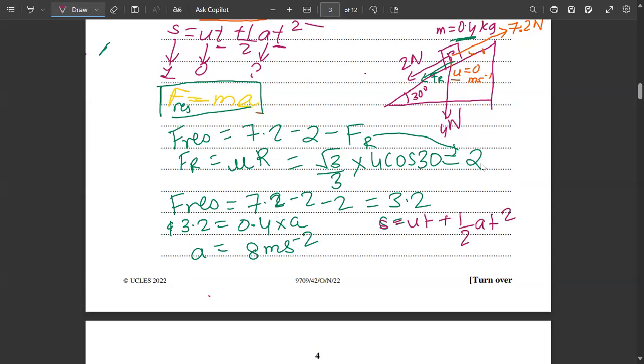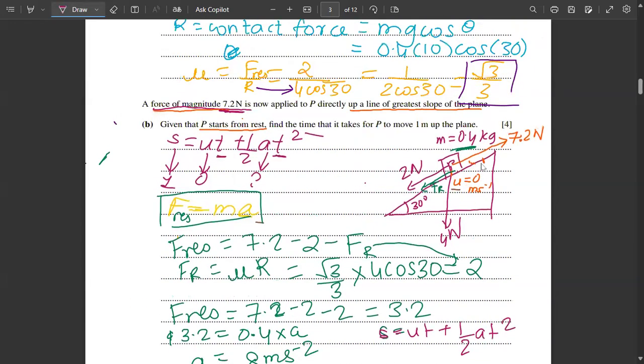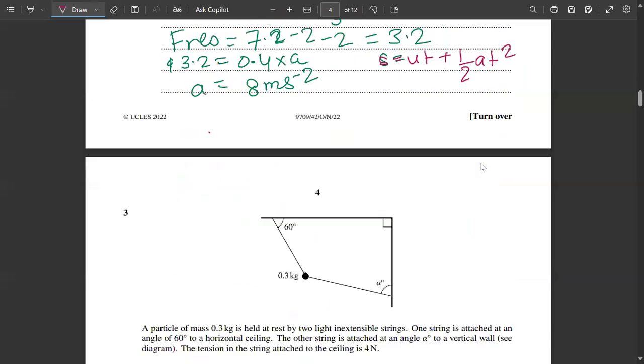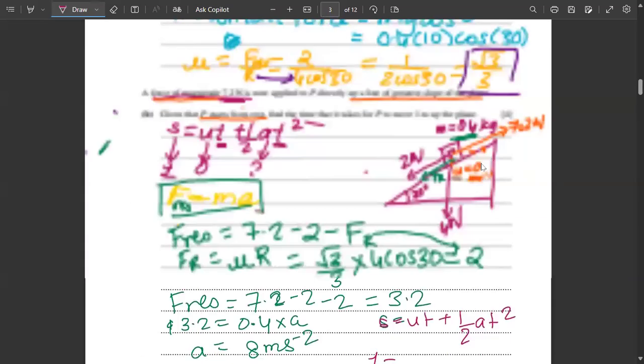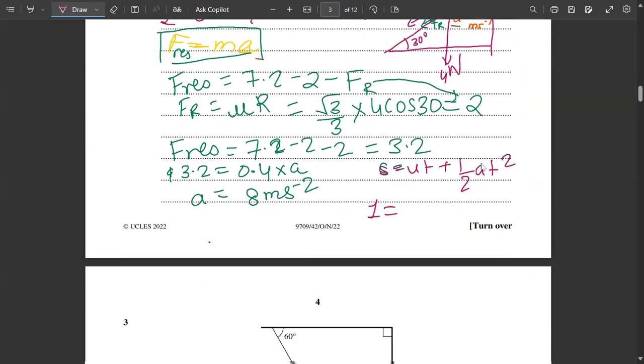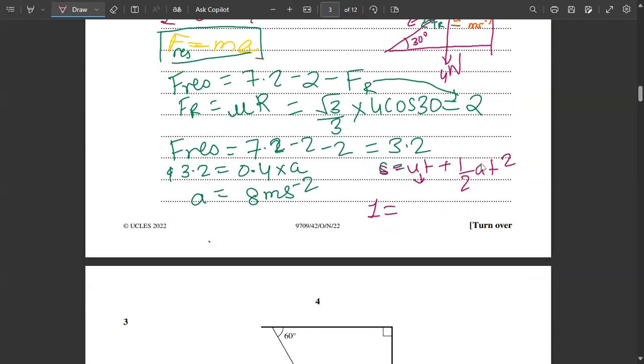S is 1. Why? Because they told us in the question to move up 1 meter up the plane. So s is equal to 1, and they told us that P starts from rest, so u will be 0. So this entire term will turn to 0.